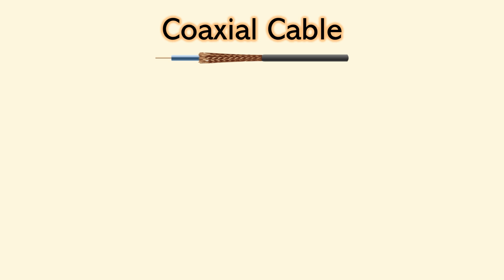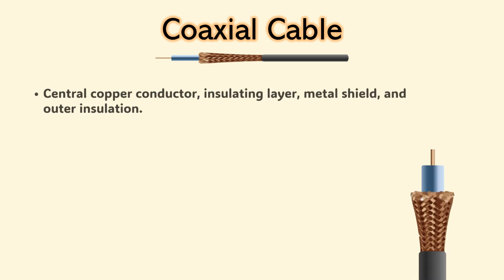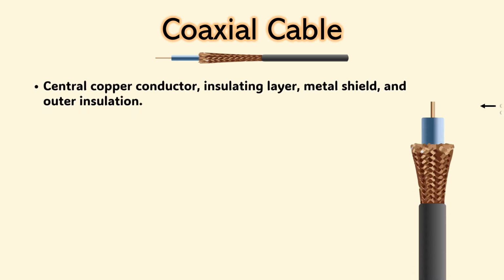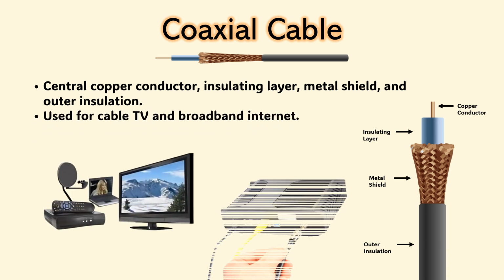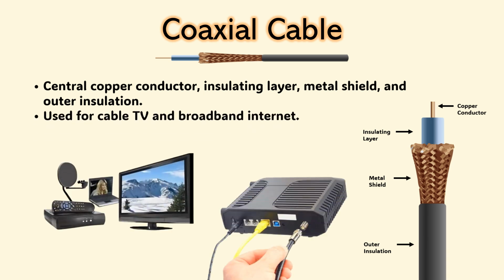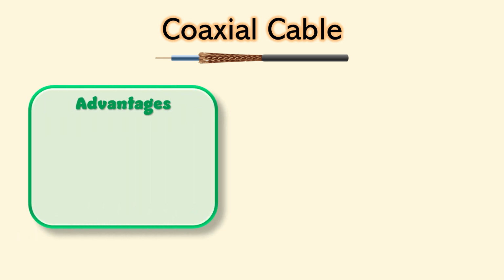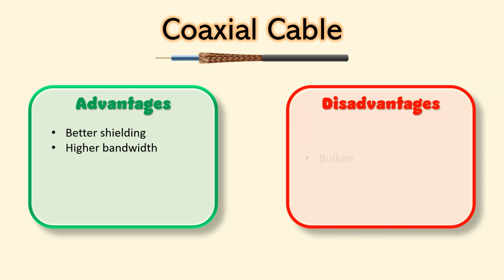Next, we have coaxial cable. This cable consists of a central copper conductor, surrounded by an insulating layer, a metal shield, and an outer layer of insulation. It's often used for cable TV and broadband internet. Coaxial cables offer better shielding from interference and higher bandwidth than twisted pair cables. However, they are bulkier and more difficult to install.